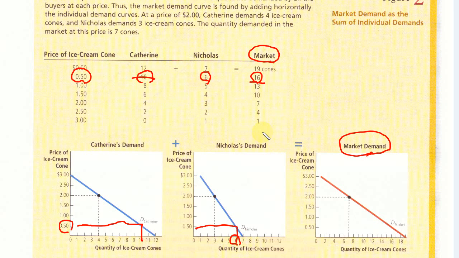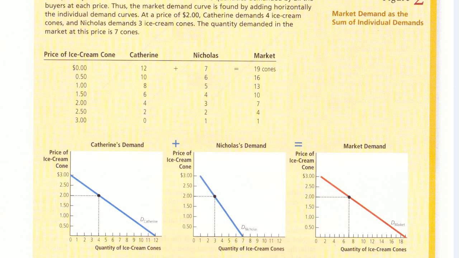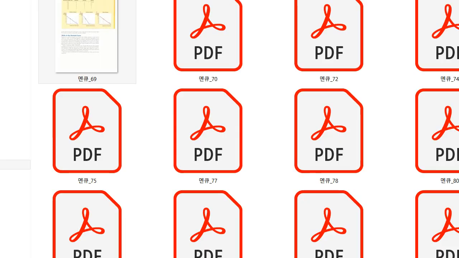So this is the market demand. Market supply follows the same principle. The market supply calculation is the same principle. Each supply summed up is the total market supply, just like market demand. Then let's go to the next.